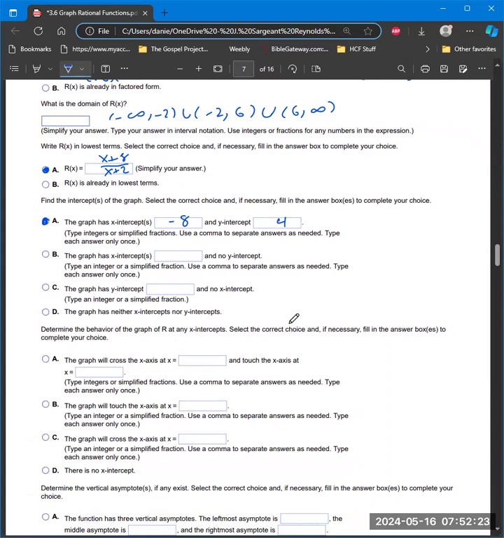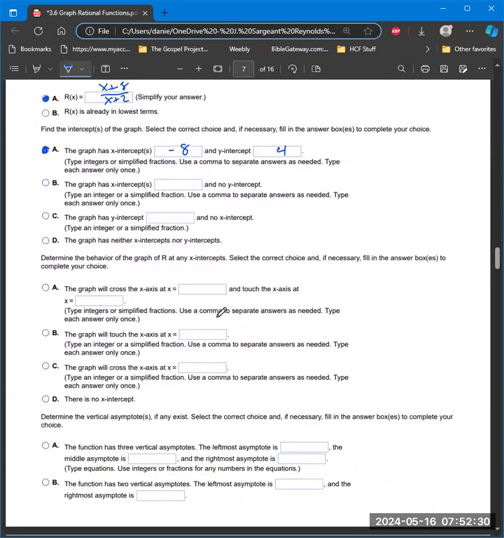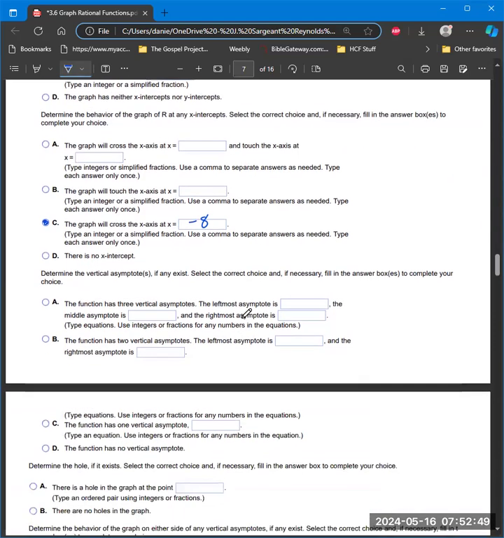We already said it's going to cross at -8 because it has an odd multiplicity. There we go. And the vertical asymptote will be at x equals -2. So one vertical asymptote, x equals -2.